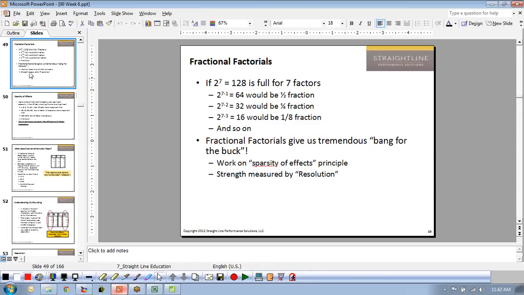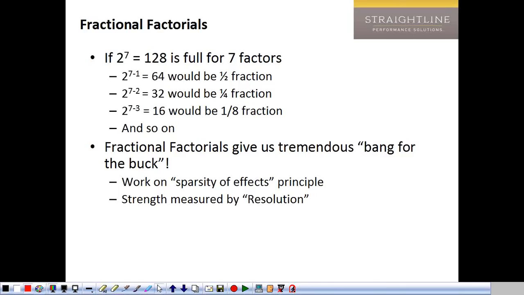All right. So now let's talk about fractional factorials. A fractional factorial is simply something that really helps you, because in the last example we had three factors, but what would happen if we had seven? Well, if we had seven, you might say, wait a second, this isn't helping me. I don't have the budget to run 128 experiments. So how do we do this?